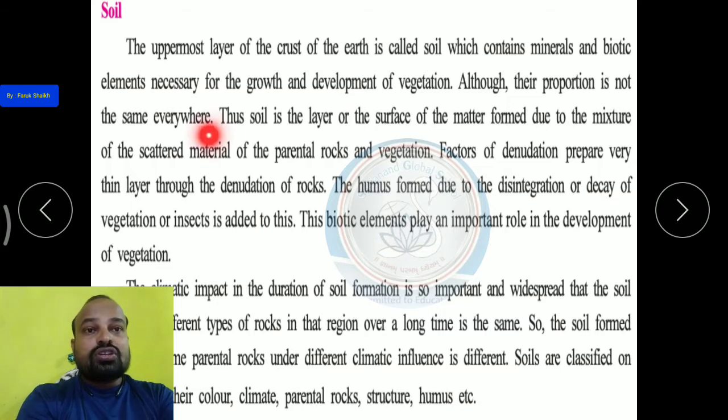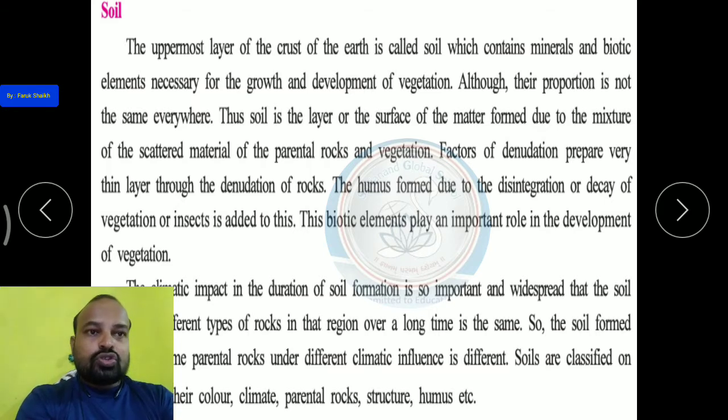Okay, so the soil is the surface layer of matter formed due to the mixture of scattered minerals and materials of the parental rock and the vegetation. Thus we can say the soil is the layer of the surface of the matter formed with the mixture of scattered materials. Different materials are there, scattered everywhere, not in the same quantity, and the quality is also not the same.